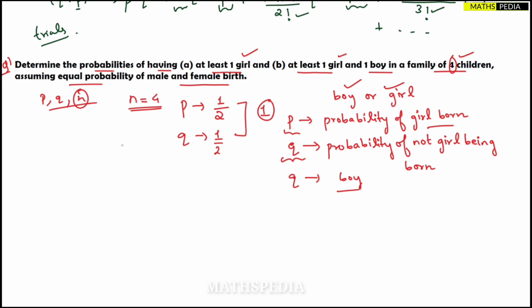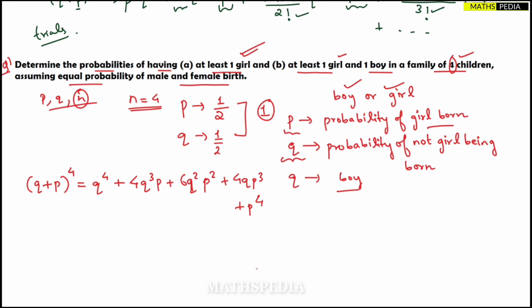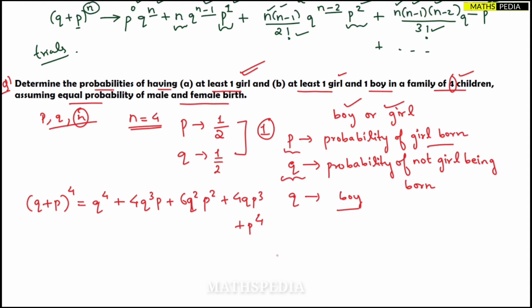Now we have got all the things. Now they have asked at least one girl. The expansion will be q plus p whole to the power n. What is n here? 4 children. That will be q power 4 plus 4 q cube p plus 6 q square p square plus 4 q p cube plus p power 4. So this is what we get by applying the same formula.